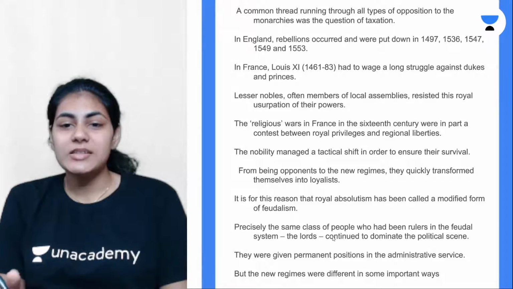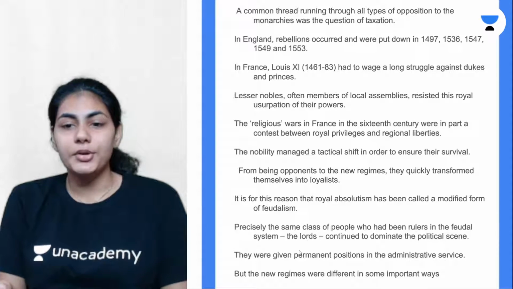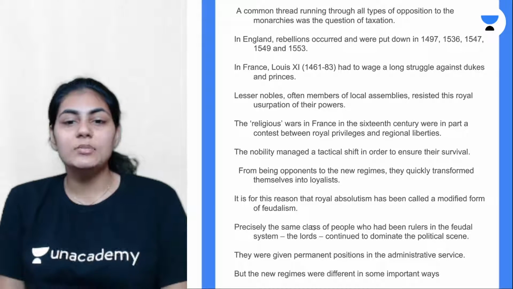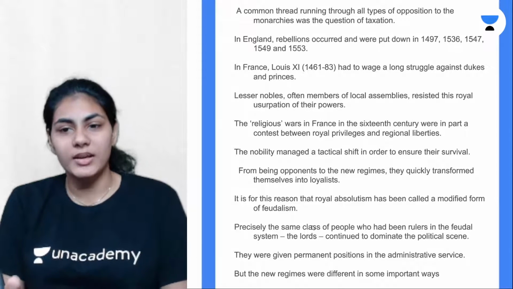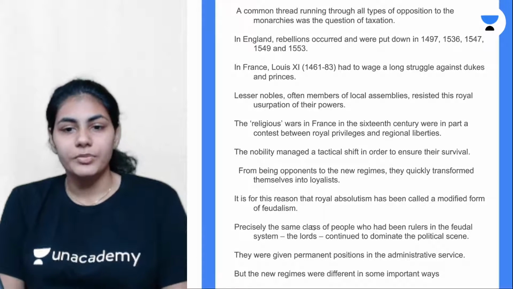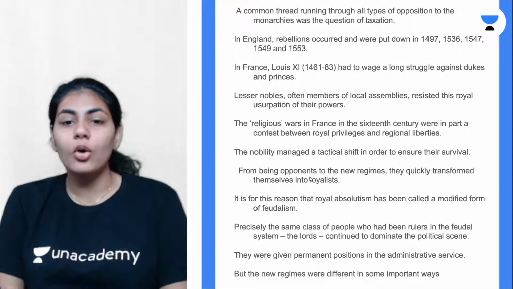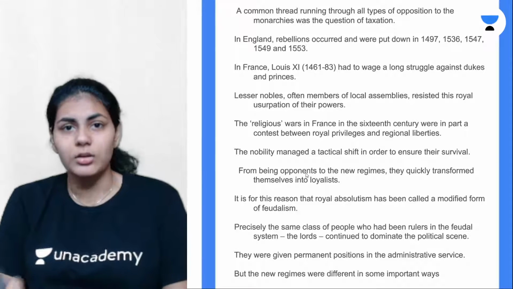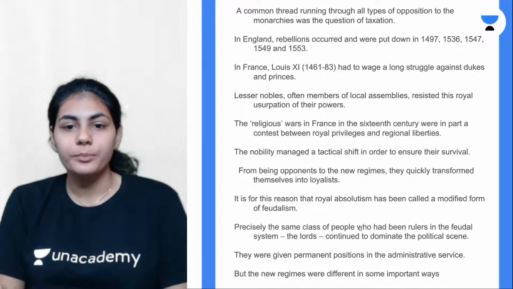Anyways, precisely the same class of people who had been rulers in the feudal system, the lords, continue to dominate the political scene. The system has changed, but that doesn't mean the lords have lost their power. They still have their power, and they continue to dominate the political sphere in society. And how were they doing it? Because they have all these important positions in the courts, they have all these great administrative positions in the kingdom, and that's how they are trying to exert their power.